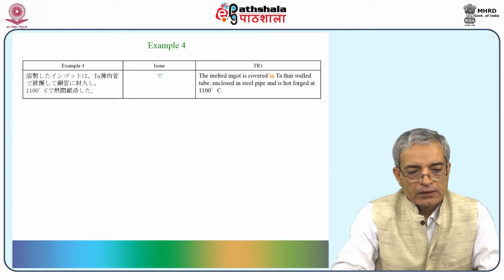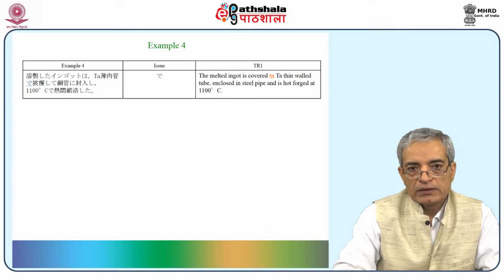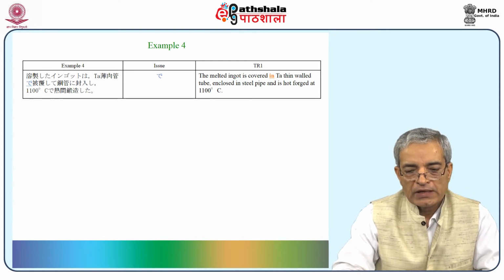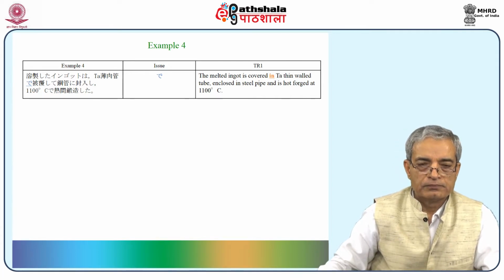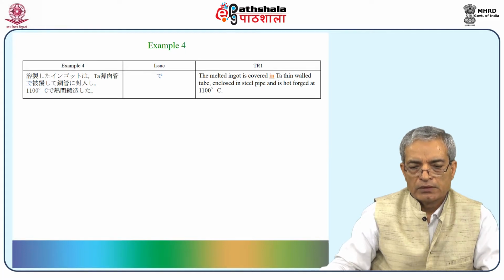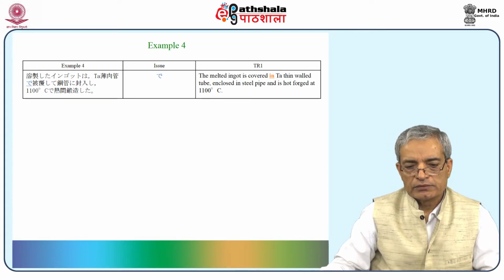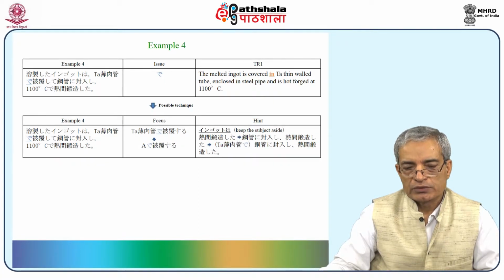Example 4. Yoseshita ingotwa tie usuniku kande hifukushite kokan ni funyushi senhyaku dode nekkan tanzoshita. And the English translation is: The melted ingot is covered in TA thin wall tube enclosed in steel pipe and is hot forged at 1100 degrees centigrade. The words used are not so very proper or appropriate, but that doesn't matter. This can be fine-tuned later on. Let's see the possible solution in the next slide.